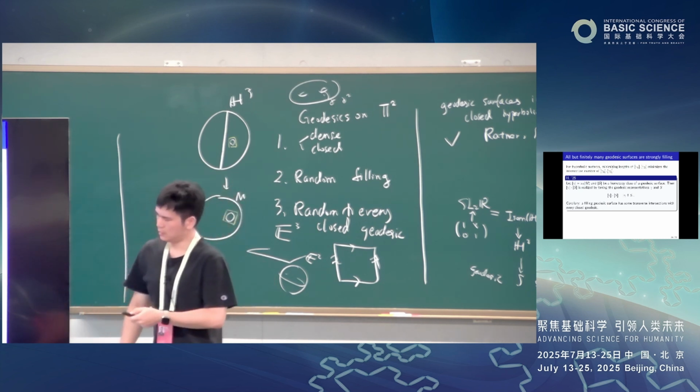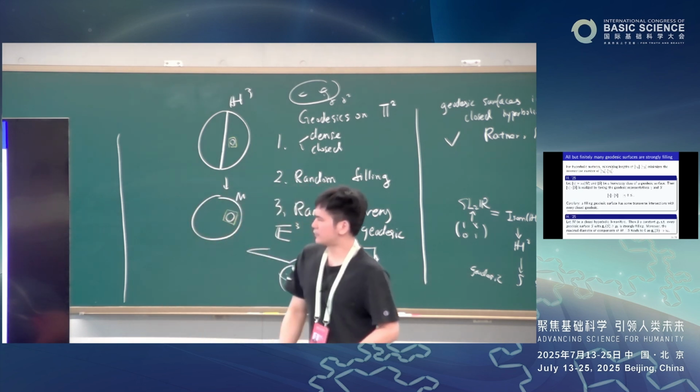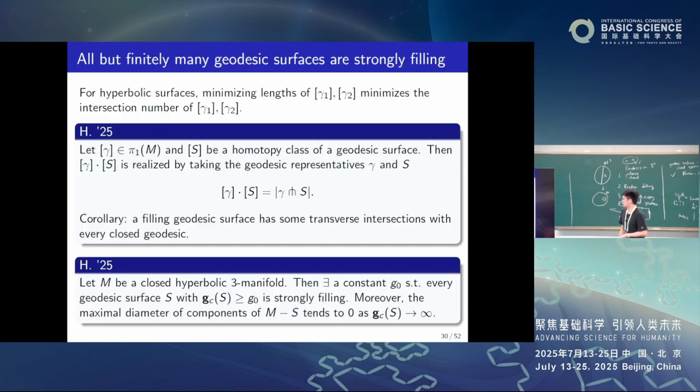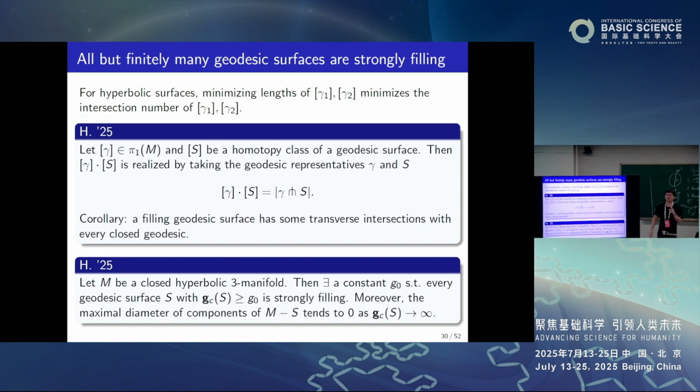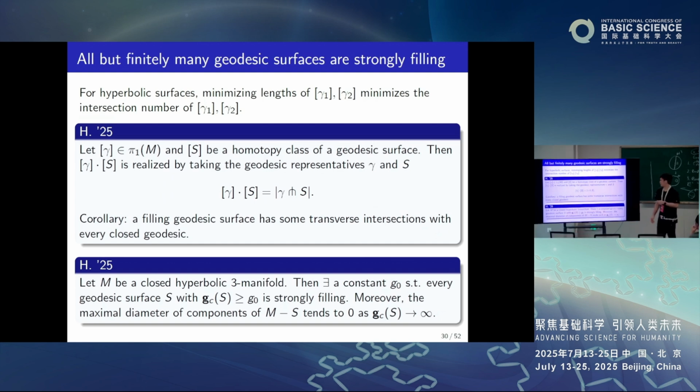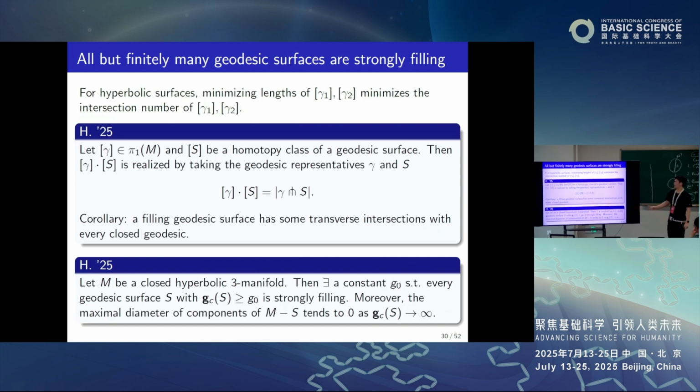So that's the lemma. My first theorem is that, take a closed hyperbolic manifold. There exists a constant such that all but finitely many totally geodesic surfaces are fitting. So if there exist infinitely many of them, then except finitely many of them, everything else is fitting. Moreover, my surface is going to cut my manifold into components that have diameter going to 0. So if you cut along the surface, then the complement shrinks. The maximum diameter goes to 0.